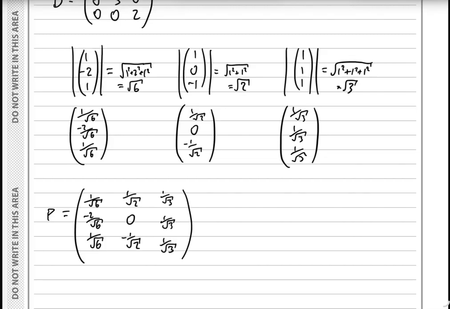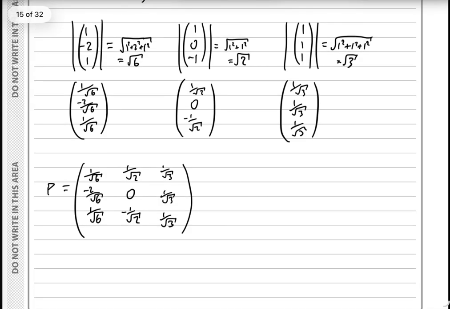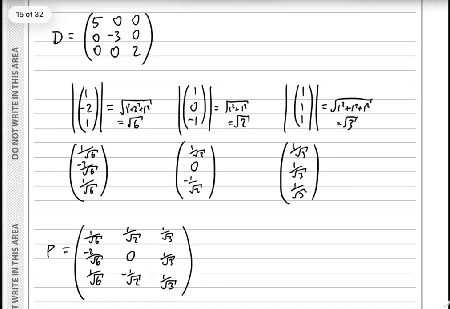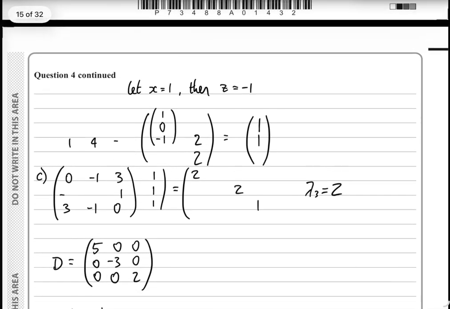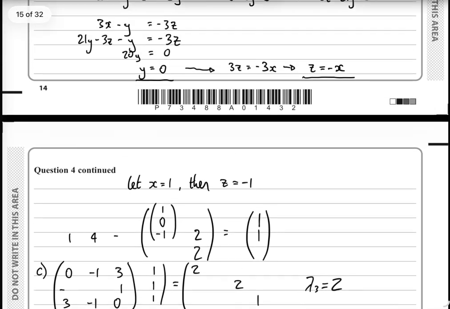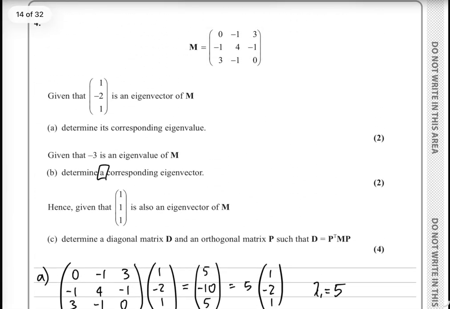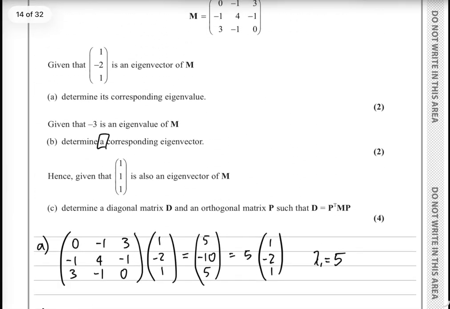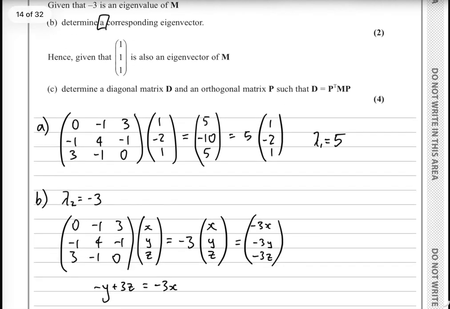If I were not in an exam, I would probably rationalize all those denominators, but in an exam setting to save time, I probably wouldn't. I'm confident you wouldn't lose any marks if you didn't. Oh, something's messed up with the PDF there. Never mind. So that's D and the orthogonal matrix P, and that is the question finished.